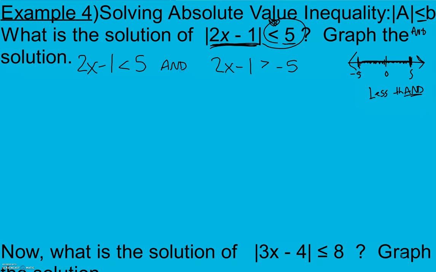So just like with equations, again, whatever's inside our absolute value could have been 5, or it could have been negative 5. And in order to change it to be a negative 5 with an inequality, it's like we multiplied or divided by a negative number. We took the opposite, so we need to take the opposite sign as well.